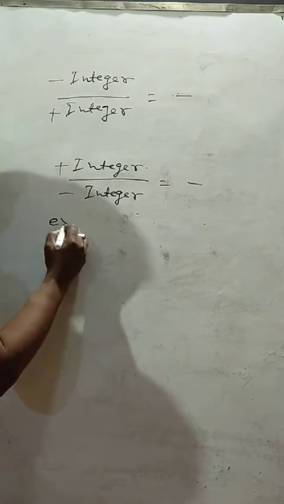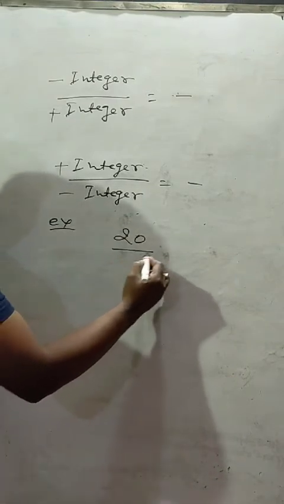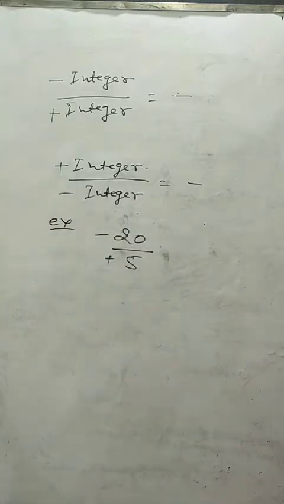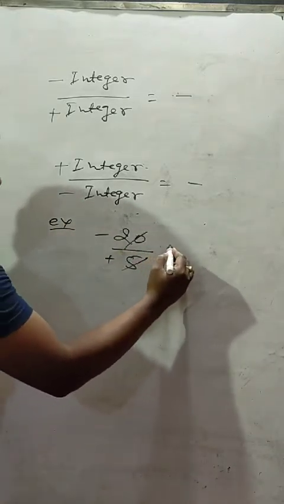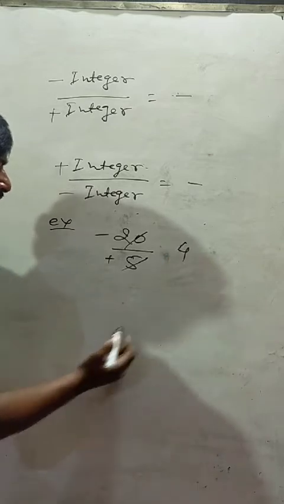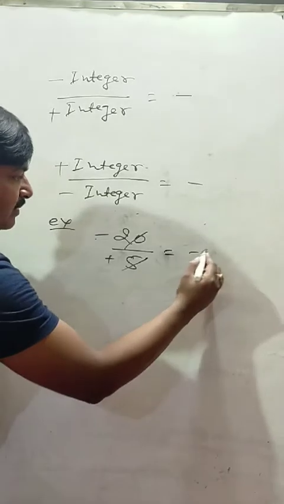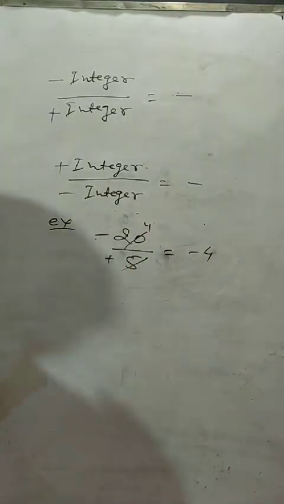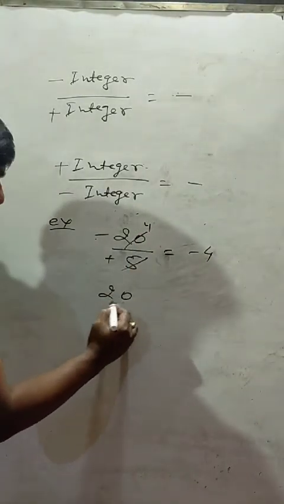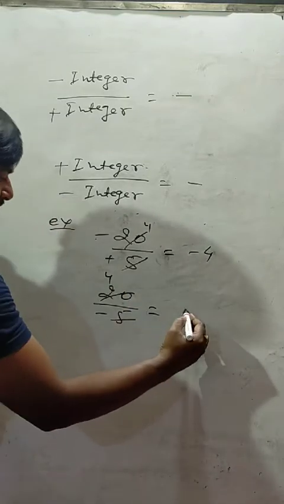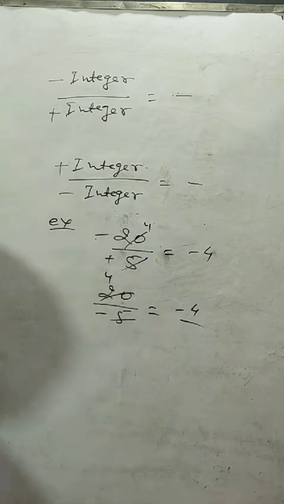See the example. Suppose same example, minus 20 by 5. Here 20 is negative and 5 is positive. So 5 times 4 is 20, the sign will transfer here, therefore this is minus 4. Okay, again suppose 20 by minus 5. So 5 times 4 is 20. This is minus 4.